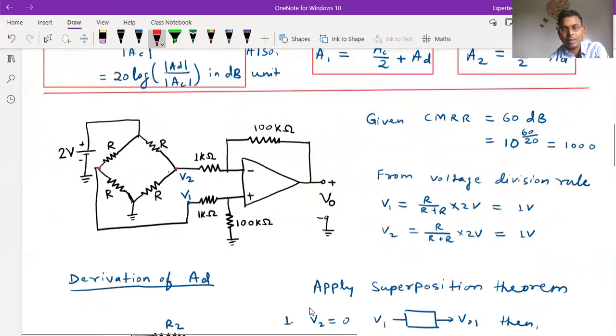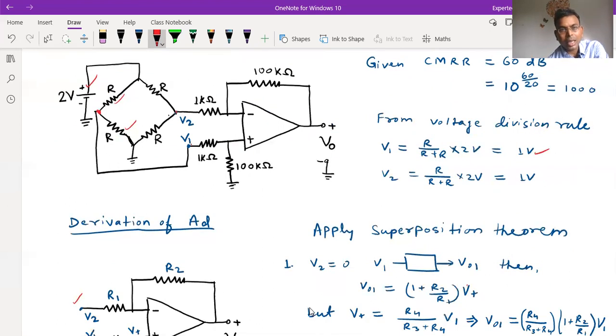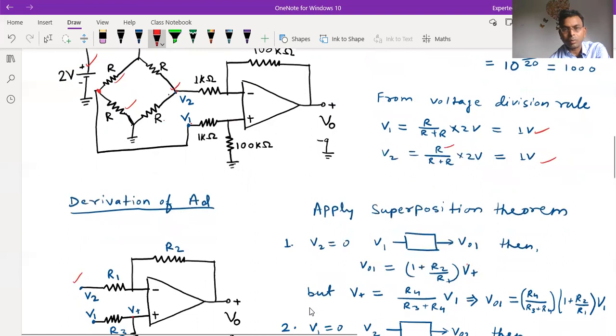Now coming to the question. Here 2 volt is the supply voltage, and this R and this R are in series. So from the voltage division rule, this voltage is V1. We find V1 is equal to R by (R plus R) into 2 volts, which is equal to 1 volt. And again, this R and R are in series, so V2 we can calculate from the same equation, R by (R plus R) into 2, equal to 1 volt. So V1 is equal to V2, equal to 1 volt.